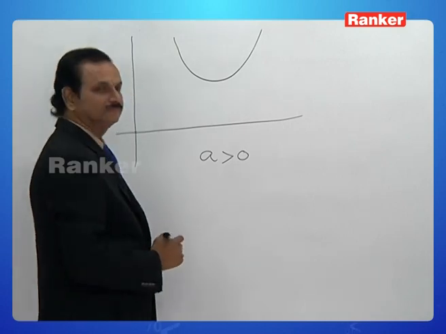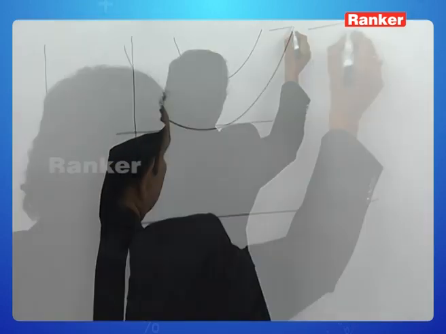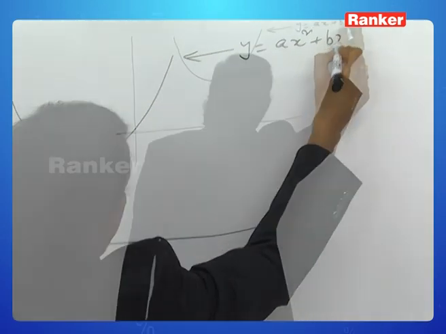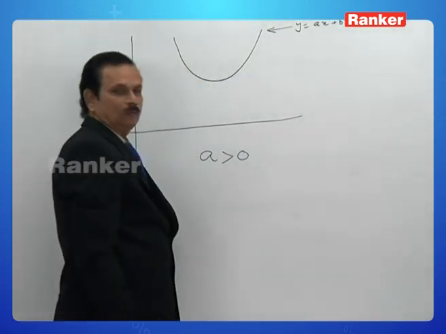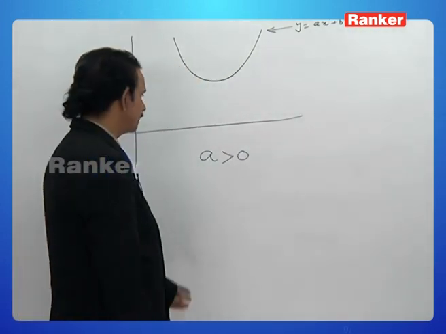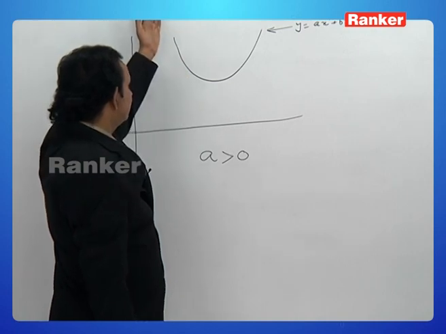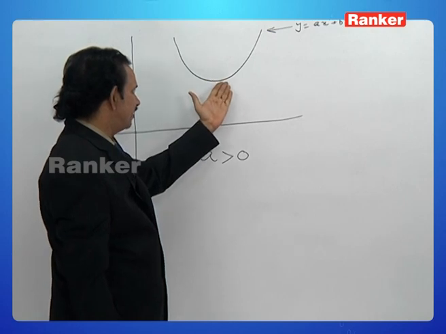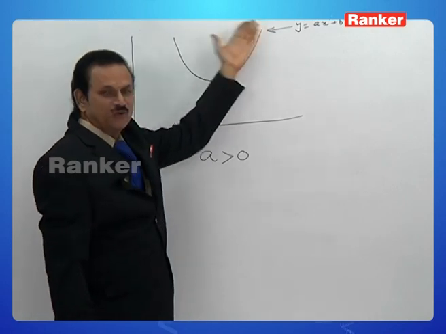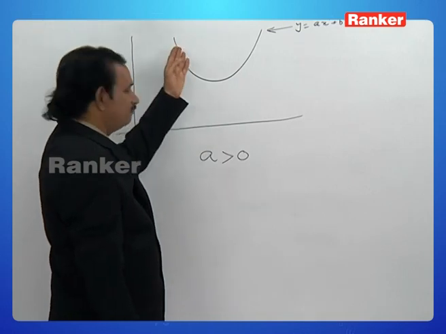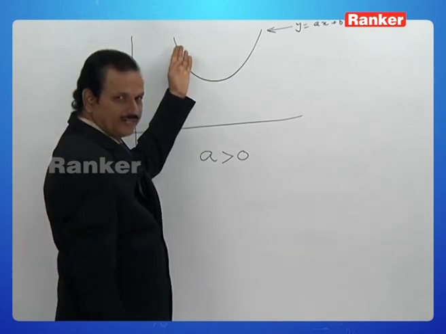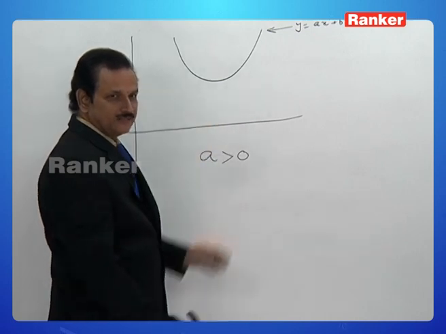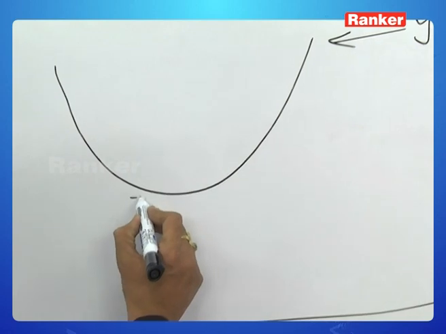Observe this graph. This is of course the graph of the expression y is equal to x square plus bx plus c. You see, the curve comes down, attains a particular position, and again it goes up. Therefore, simply by noting down the nature of the graph itself, we can conclude that this has a minimum value.